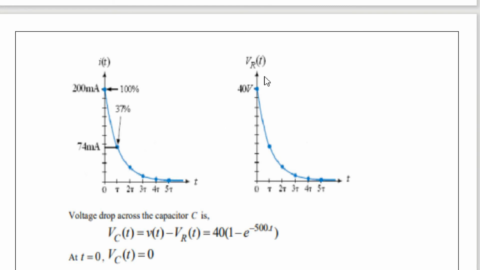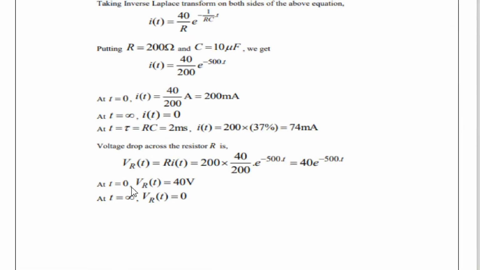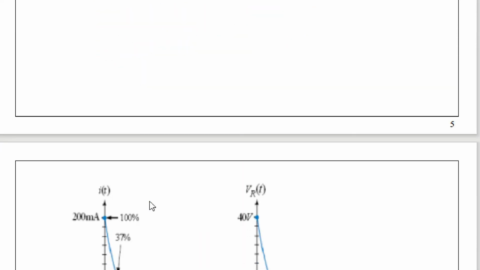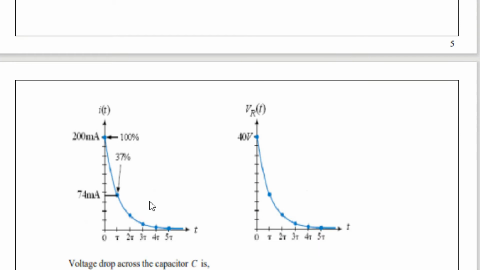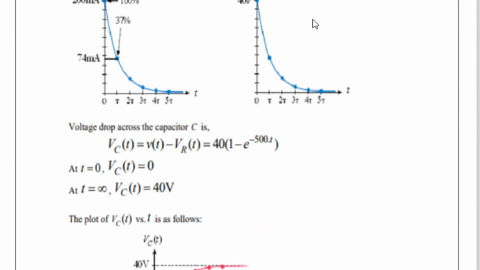Let us see the graph of values, how we got this VR of t. VR of t is equal to R into I of t, that is 200 into 40 by 200 into e power minus 500t. By considering three different values at t equal to 0, t equal to infinity and t equal to tau, we get different values for VR of t. At t equal to 0 it is 40 volts, and at t equal to infinity it is 0.